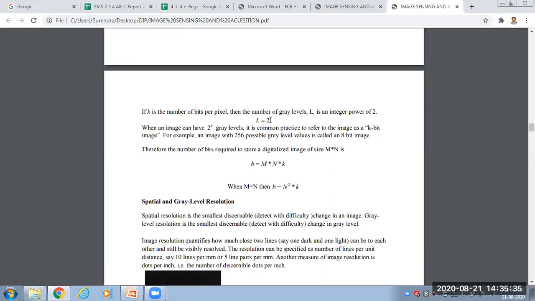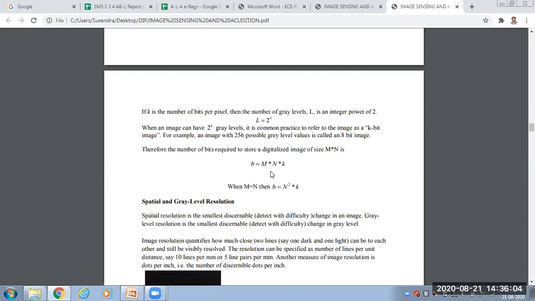Let us consider 2 power 3. 2 power 3 means 2 cube. So how many values? L equals 8 grayscales. 2 power 4 is 16, 2 power 5 is 32, 2 power 6 like this. So 2 power 8 is 256 values. So if you take the k value as 8 bits, how many possible values will you get? 256 gray levels. So your image can vary between 0 and 256.